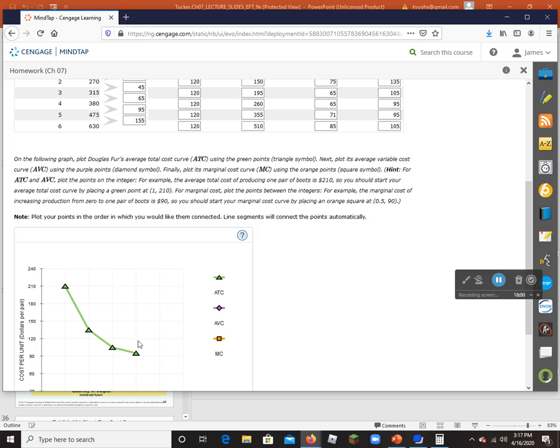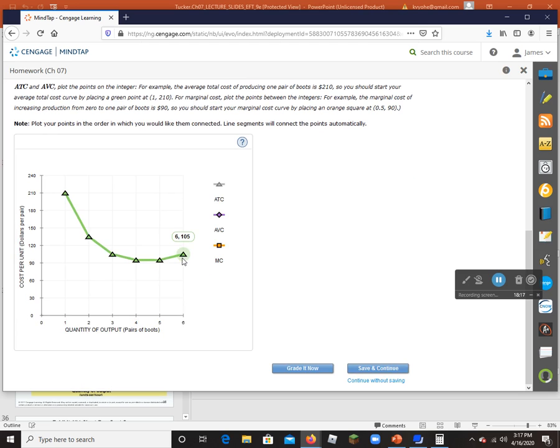4 units down to 95. 5 units of output, average total costs are still 95, so we go 5 and up to 95. And then finally, at 6 units of output, our average total costs are 105. Go to 6 units of output and to 105 points. That is our average total cost curve. It bottoms out here and then it starts to go up again.